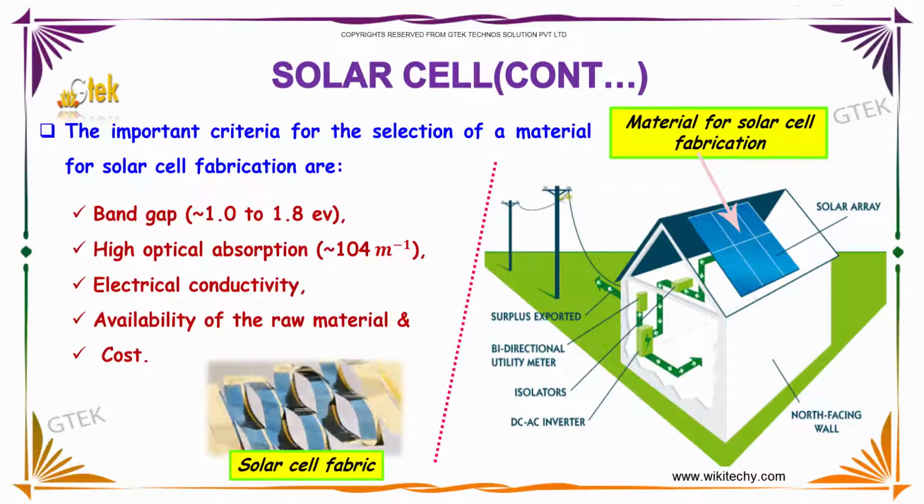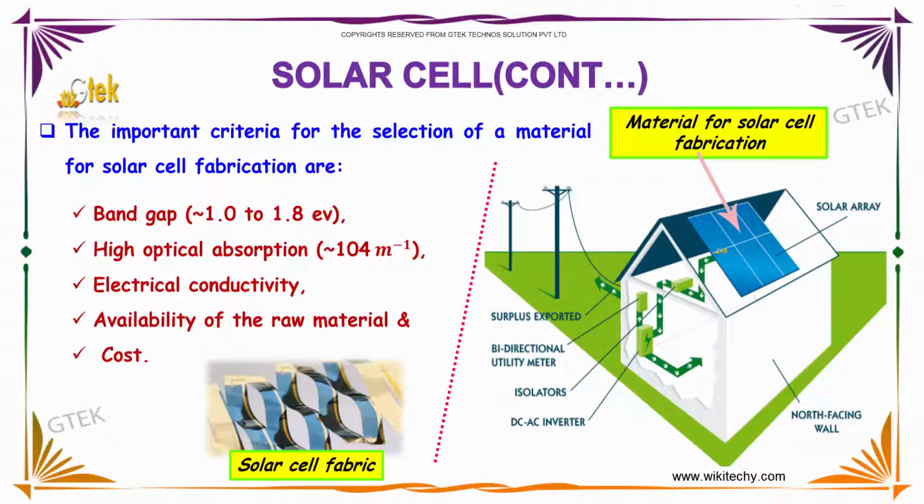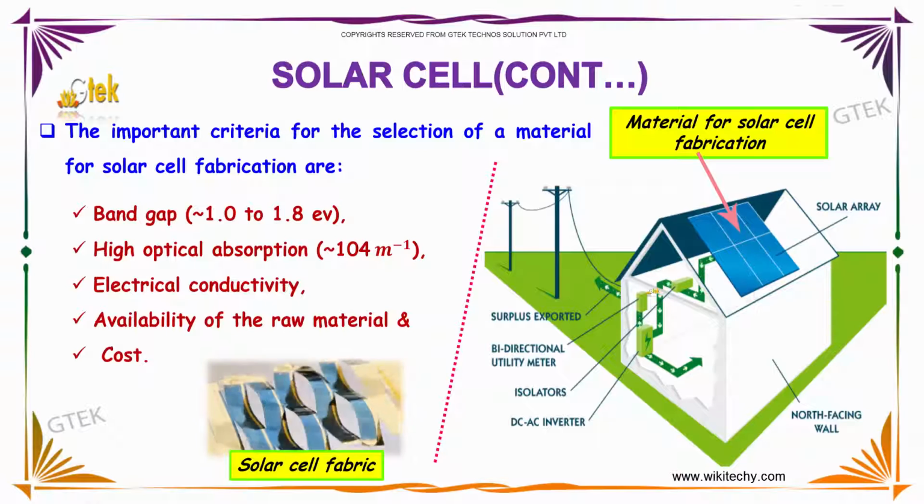The important criteria for the selection of the material for solar cell fabrication are the band gap, approximately 1.0 to 1.8 electron volt; high optical absorption, almost 10^4 per meter; and high electrical conductivity. Then the availability of the raw materials, and finally the cost. These are the things needed for solar cell fabrication.